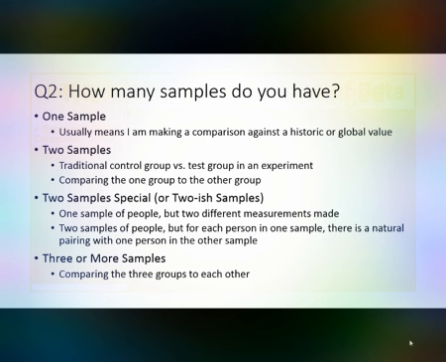But maybe you only have one group. If that's the case, you're most likely comparing the results from that group to some historical number or global value provided by an outside source. Possibly you could have even more than 2 groups.